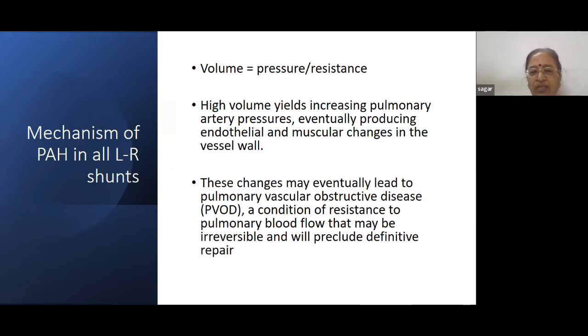And ultimately, these changes, which begin initially as dynamic, will become permanent, which is what we call pulmonary vascular obstructive disease or PVOD, a condition where the pulmonary circulation undergoes anatomical changes, causing an increase in resistance to pulmonary flow. And this will become irreversible. At this point, you cannot go back and unconstrict the pulmonary arteries. These are permanent changes, and after that, you can't do much. So this is the end point of all left to right shunts: they begin as pulmonary vasoconstriction, but end up as permanent changes in the pulmonary circulation.